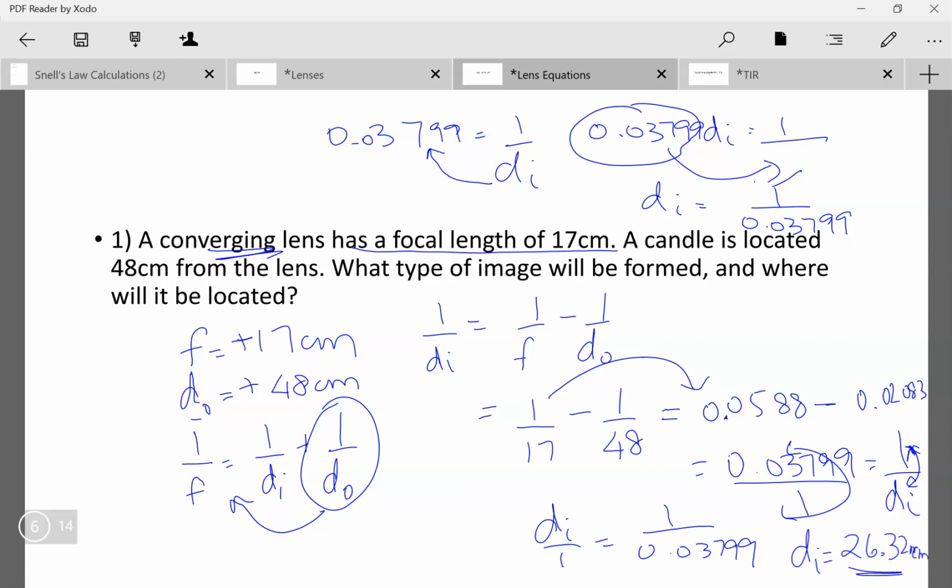centimeters away. This is a positive distance of image. That means it's a real image, right? And that's what type of image will be formed. It's also inverted. We know that because it's a real image, right?